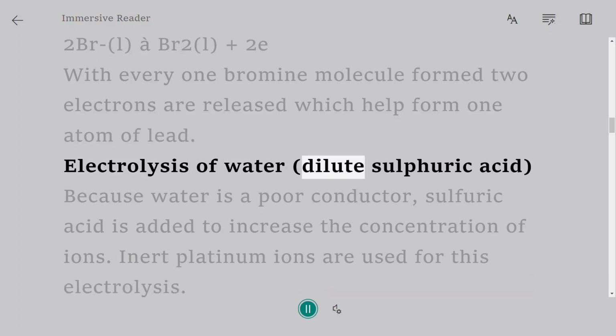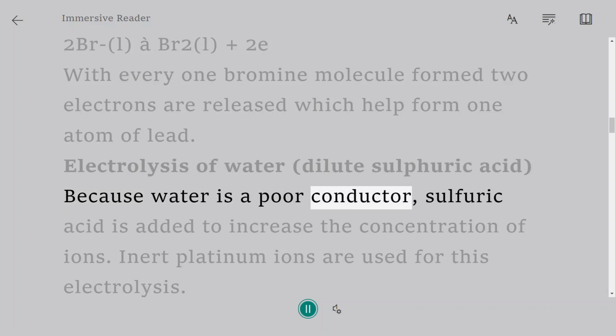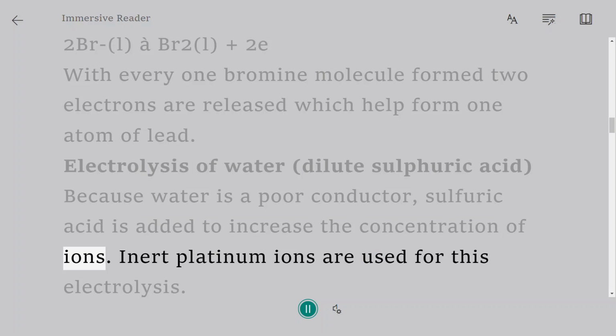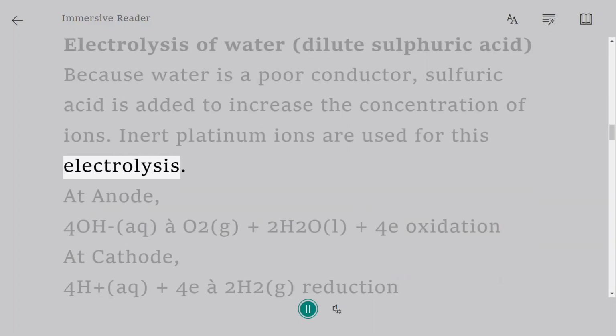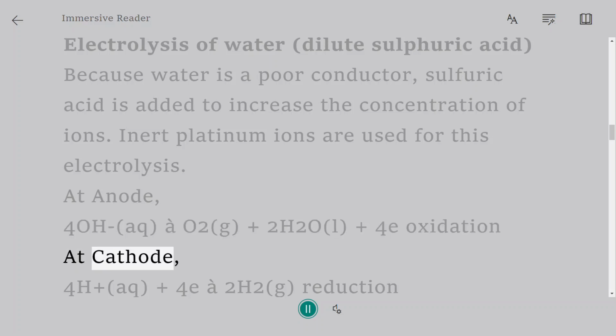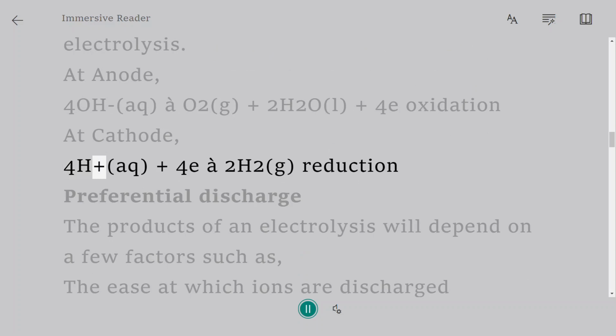Electrolysis of water with dilute sulfuric acid. Because water is a poor conductor, sulfuric acid is added to increase the concentration of ions. Inert platinum electrodes are used for this electrolysis. At the anode: 4OH-(aq) → O2(g) + 2H2O(l) + 4e-, oxidation. At the cathode: 4H+(aq) + 4e- → 2H2(g), reduction.